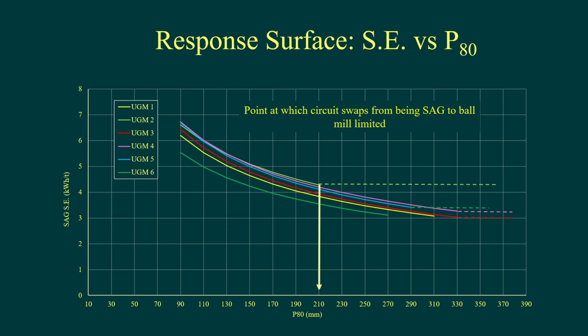If the grind size of the ball mill circuit, and again just looking at this particular case, is greater than 210 microns, then the circuit is SAG mill limited only, not ball mill limited. And under those circumstances, basically you run it at maximum throughput for that particular ore type, and the specific energy basically is constant.